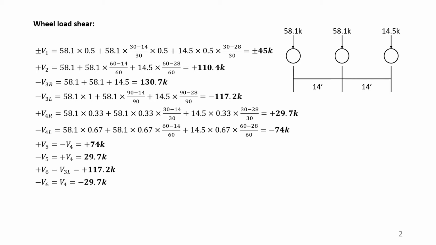The next wheel will be after 14 feet, and the ratio for that wheel will be 60 minus 14 divided by 60, for 58.1. The last wheel will be at 28 feet from the original position of the triangle, and the ratio will be 60 minus 28 divided by 60. This third wheel is the smaller wheel, 14.5, and the sum total gives us a value of 110.4. That goes to V2.